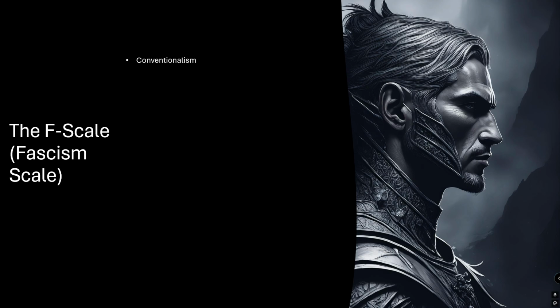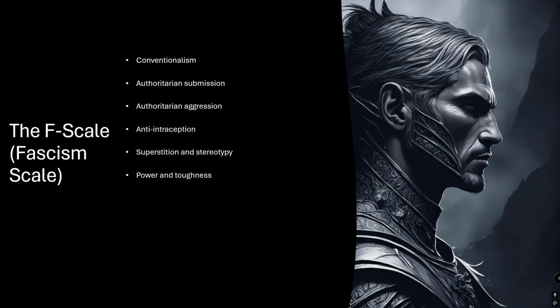It assessed traits such as conventionalism, so strict adherence to traditional values, authoritarian submission, uncritical obedience to perceived legitimate authority, authoritarian aggression, hostility towards outgroups or rule breakers, anti-intraception, so distrust of imagination, subjectivity, or emotionality, superstition and stereotypy, rigid thinking and beliefs in fate, power and toughness, admiration of dominance and strength, destructiveness and cynicism, so generalized hostility, projectivity, projecting one's forbidden impulses onto others, sexual repression, so moral strictness about sexuality.